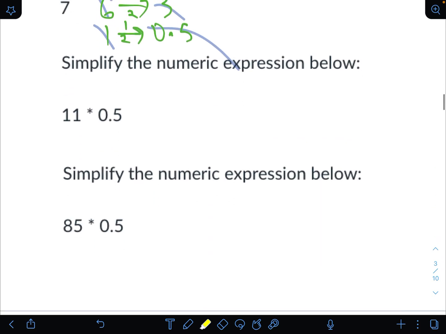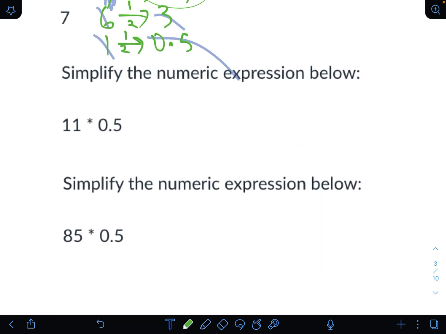So now let's find half of 11. Well, oh, I know. So I don't know half of 11. But I do know half of 10 is 5.